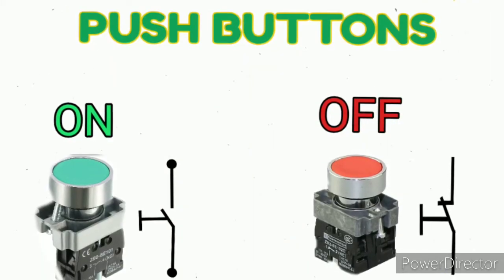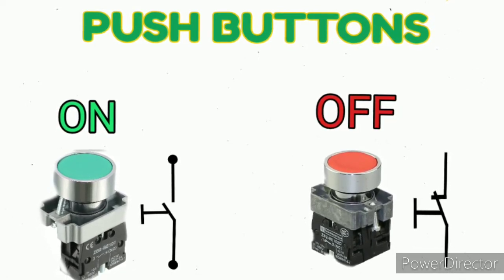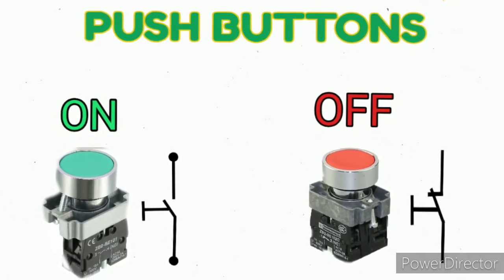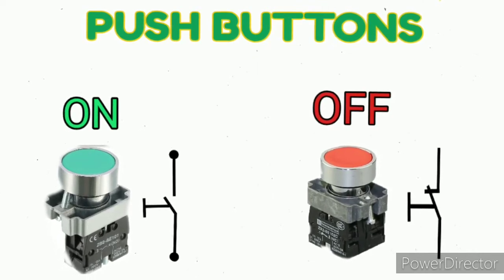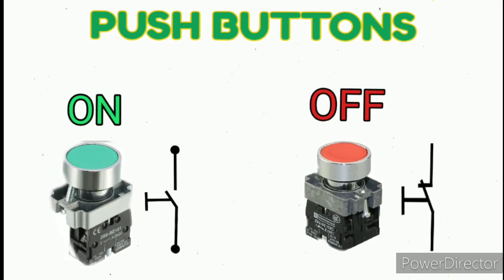Next we are going to look at push buttons. One ON push button, one OFF push button. See, the OFF push button always uses an NC contact, the ON push button always uses an NO contact.